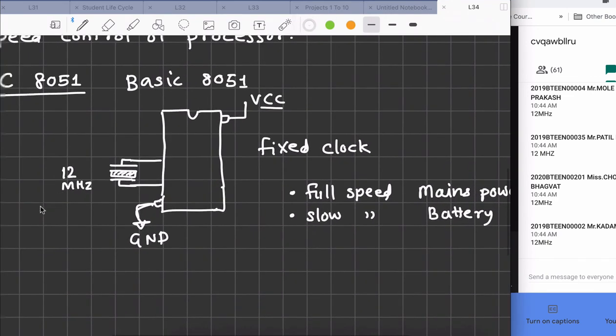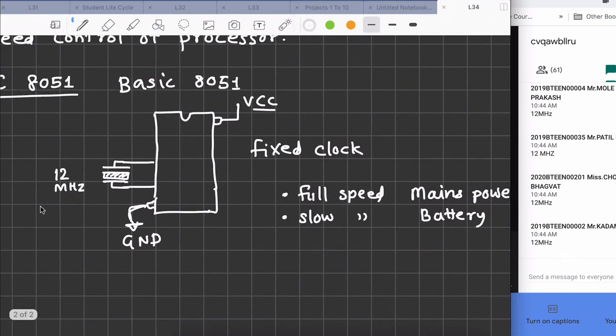Now this kind of thing is not possible in a situation where you use 8051, because 8051 works at 12 megahertz. The 12 megahertz crystal is connected, it is divided by 12, so it works at 1 megahertz irrespective of circuit conditions. So its speed will be all the time the same, whether you are running on battery or on mains power supply, whether your battery is getting down or whatever, it will work at the same speed. Did you understand this much?